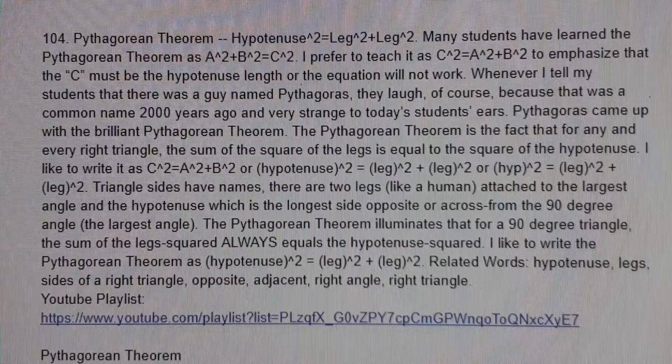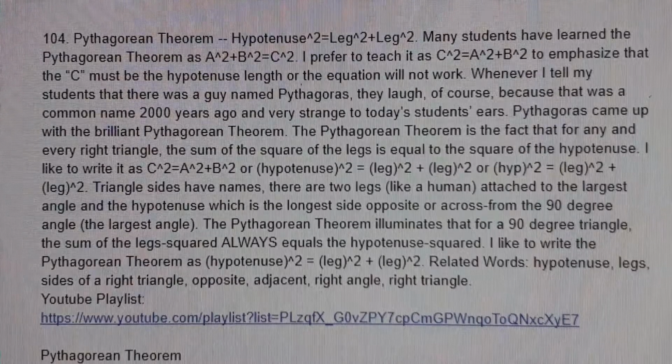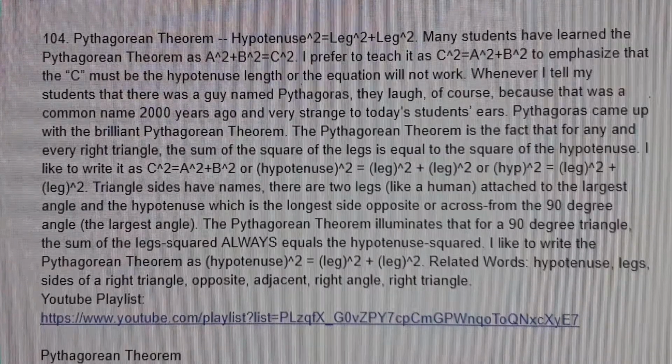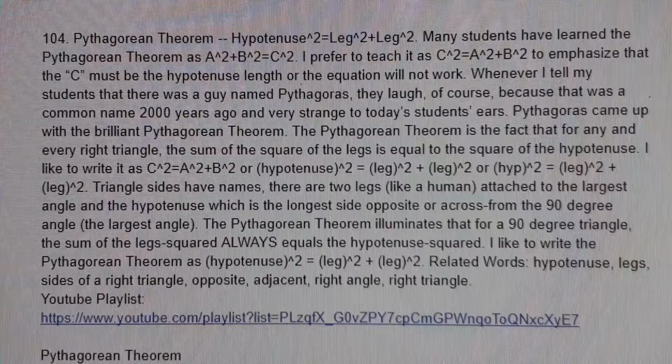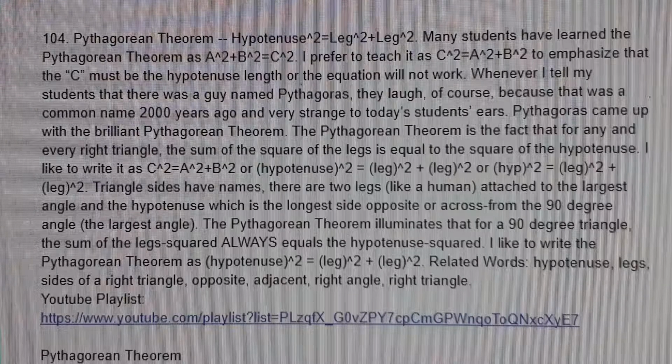Pythagorean Theorem. Hypotenuse squared equals leg squared plus leg squared. Many students have learned the Pythagorean theorem as a squared plus b squared equals c squared. I prefer to teach it as c squared equals a squared plus b squared to emphasize that the "c" must be the hypotenuse length or the equation will not work.